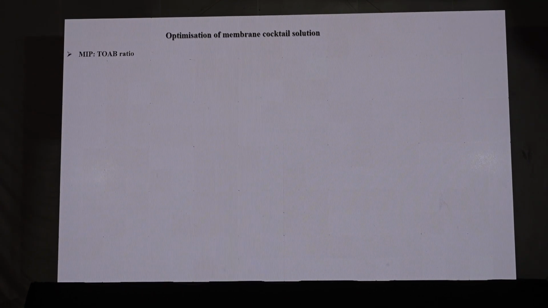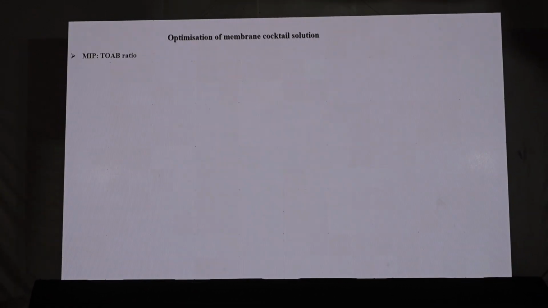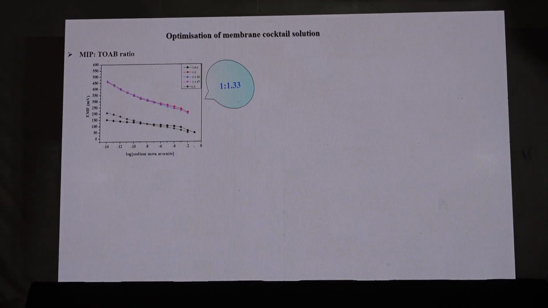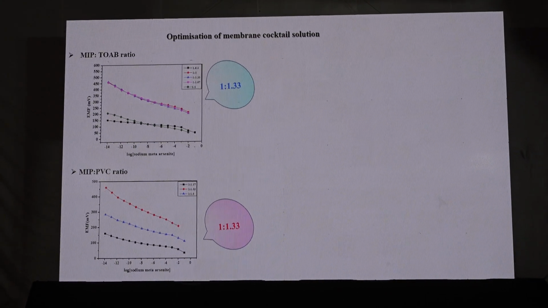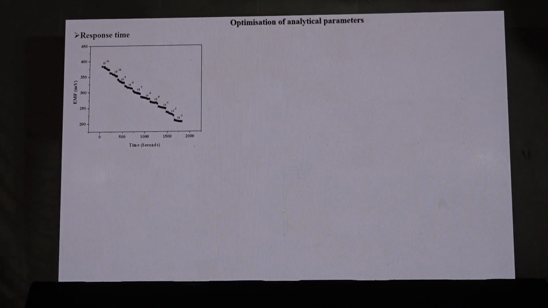So the above calibration graph is reached by optimizing the membrane cocktail solution. First we optimized the MIT to TOAB ratio as 1:1.33. Then we optimized the MIT to PVC as 1:1.33. Then the spacer was optimized and it was 200 micrometer of DPHS. Then we moved on to optimization of analytical parameters.